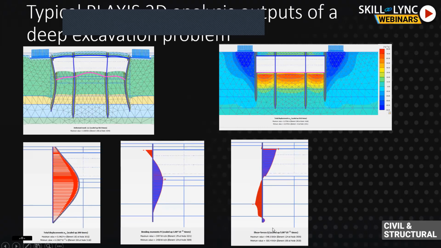Then here comes the shear force diagram. These force envelopes are used for structural sizing. So our structural engineers take these inputs and design the detailed model.